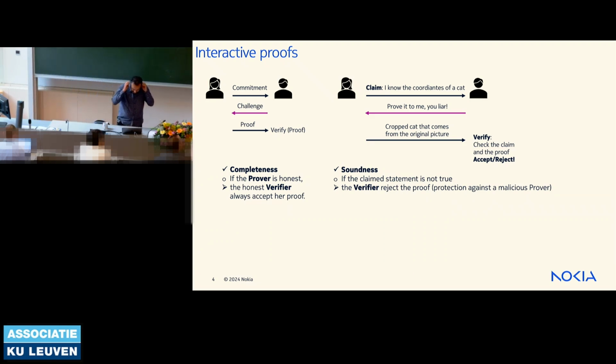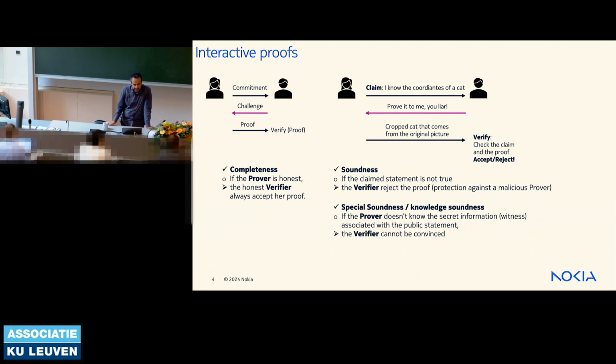Soundness is that if the claim statement is not true, the verifier rejects the proof. And that's a protection against a malicious prover. And there's another concept called special soundness, or proof of knowledge soundness, is that if the prover doesn't know the secret information, which is also called the witness, that secret information associated with a public statement, the verifier cannot be convinced. So this is a bit more specific.